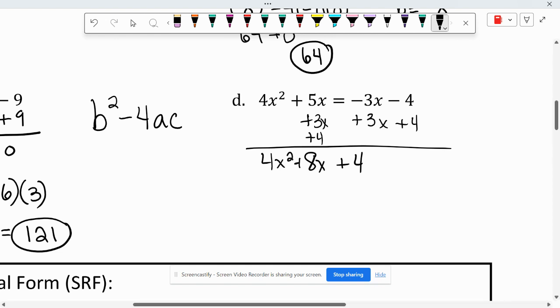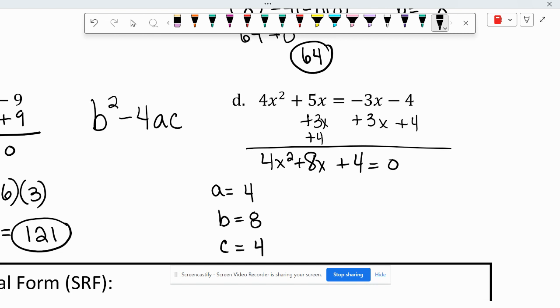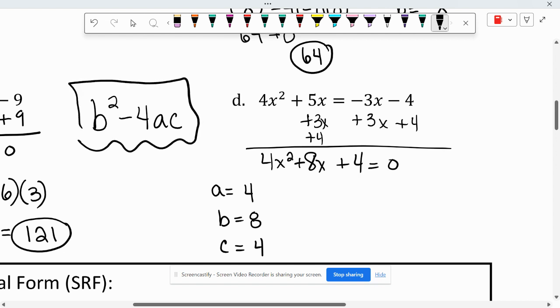So 4x squared plus 8x plus 4 equals 0. Okay. What did you get for A, ma'am? And B? And C? Perfect. Caleb, do you feel like you could tell us how to find the discriminant? You don't feel like you could use this formula b squared minus 4ac and tell me what numbers to write down? Okay, I think you could.